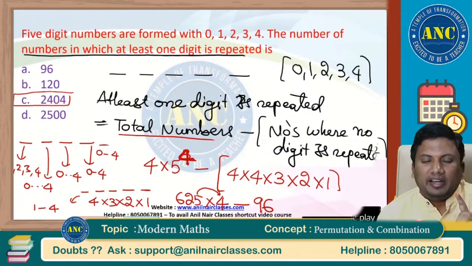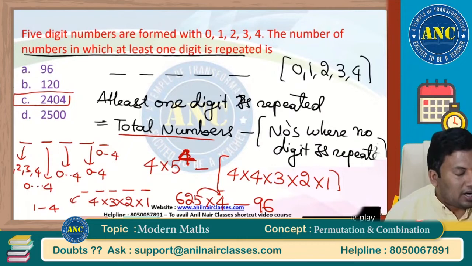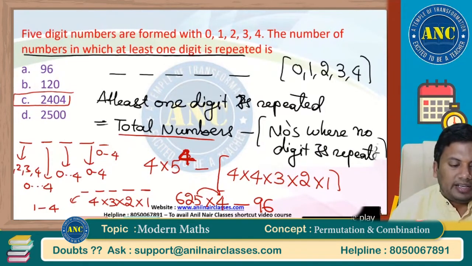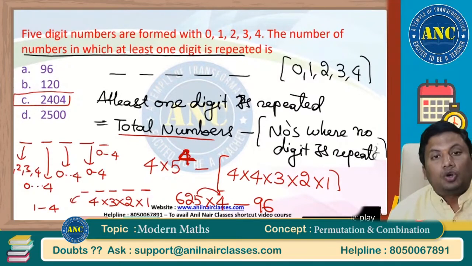Totally it is a 5-digit number. The leftmost cannot take 0. If the leftmost cannot take 0, it can take 1, 2, 3, 4, 4 digits. Then 0 to 4, 0 to 4, 0 to 4, 0 to 4. Total numbers are 5 power 4 into 4.